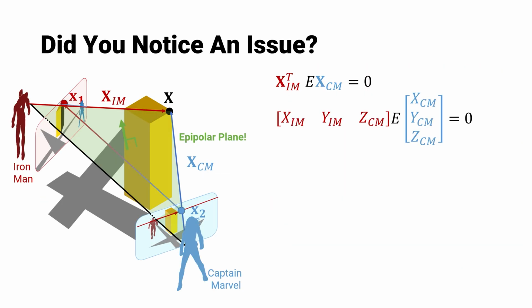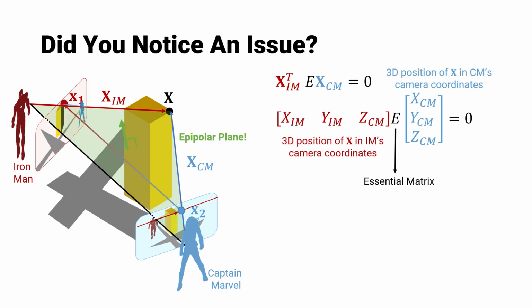But this was all fun and games, but did you notice that there was an issue with our entire analysis? So we were talking about the laser pointers in 3 dimensions. But do we really have that? We talked about this equation wherein we have the 3D position of capital X in Iron Man's coordinates and the 3D position of X in Captain Marvel's frame of reference, where E is essential matrix. But there was a fundamental issue.